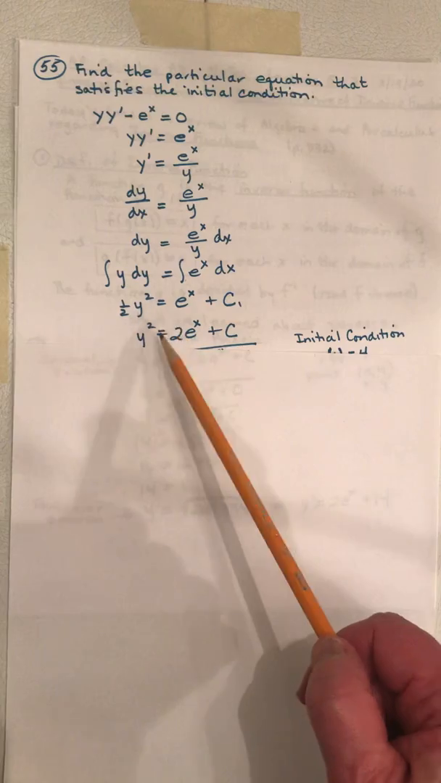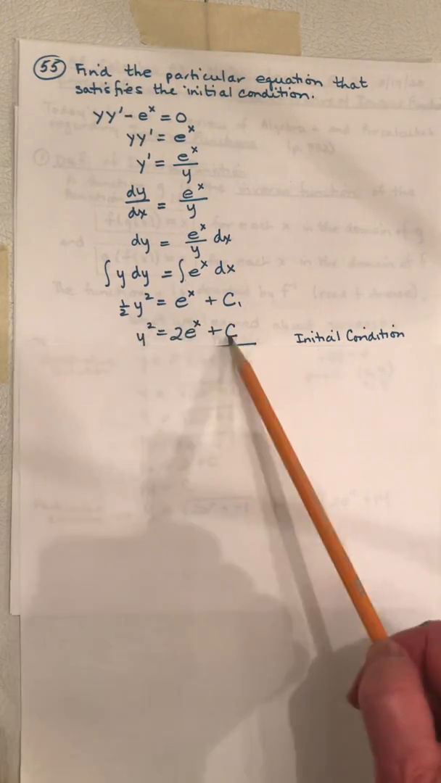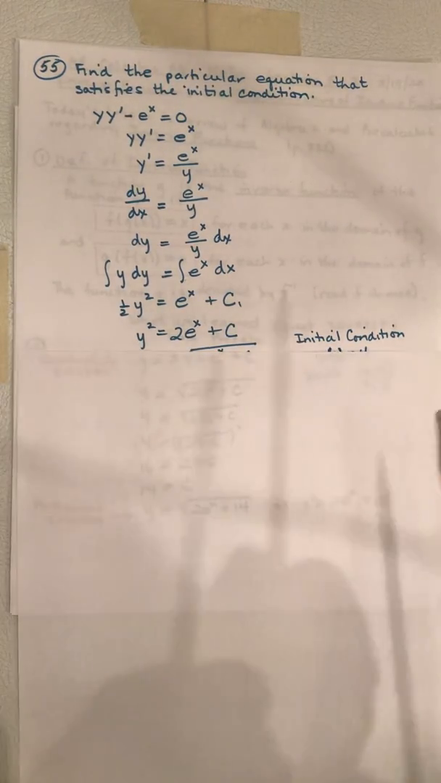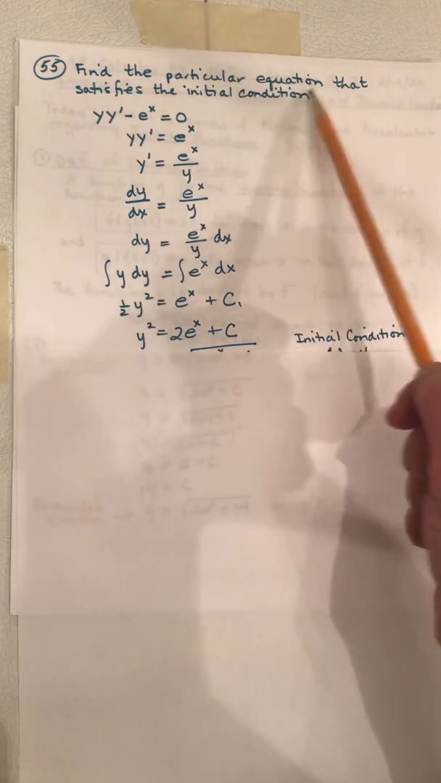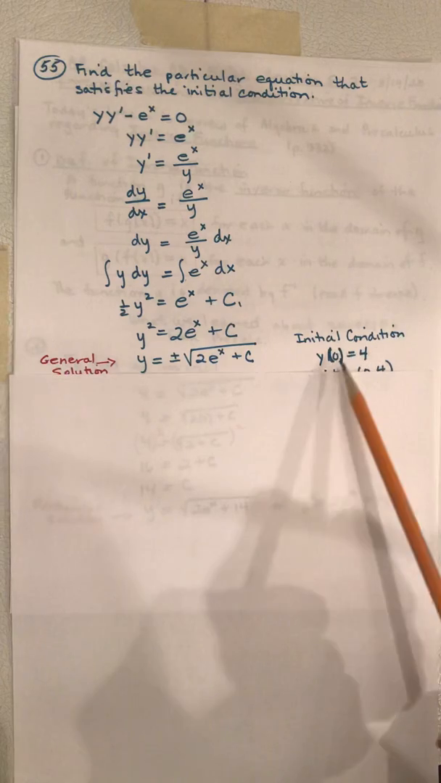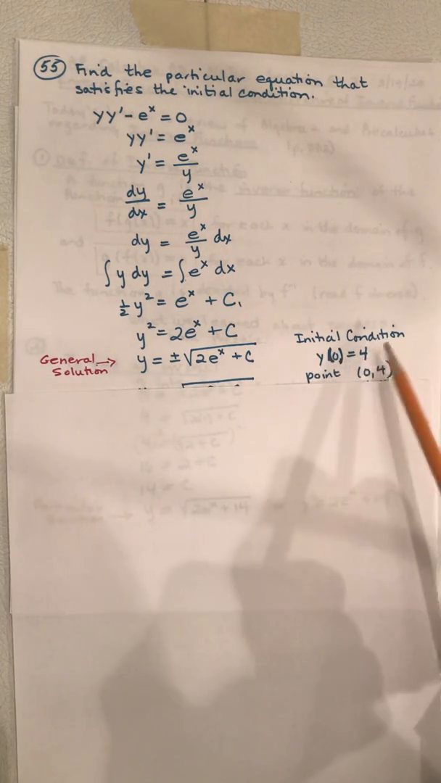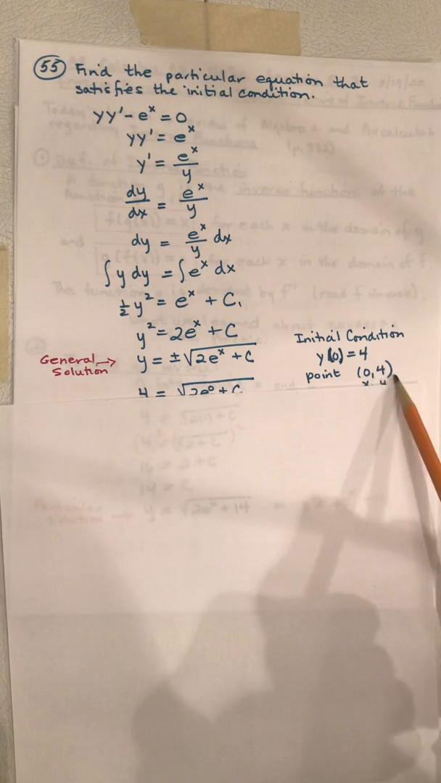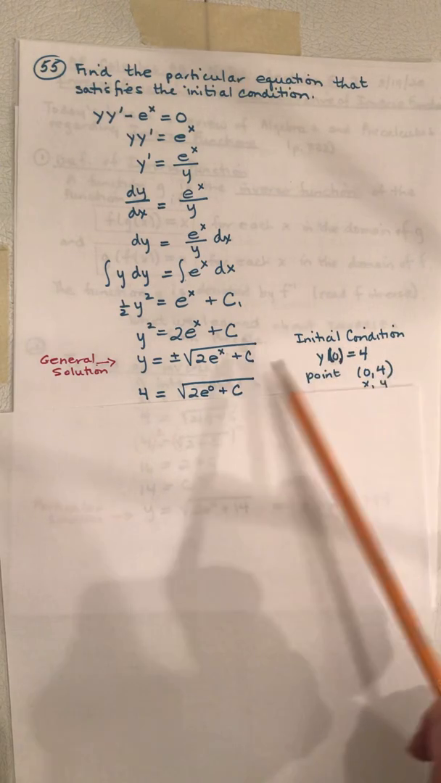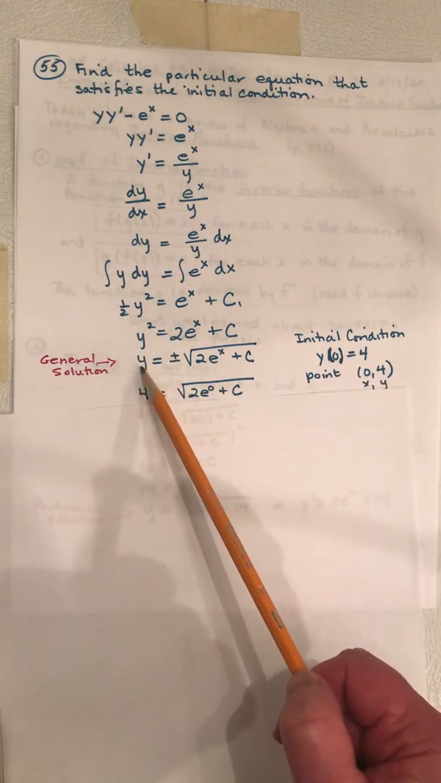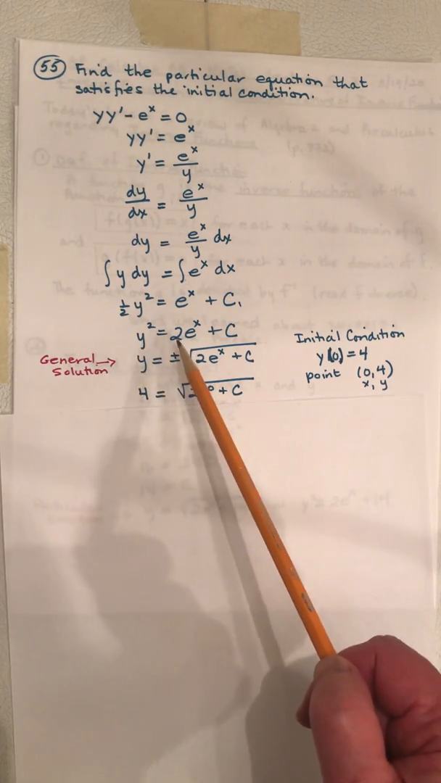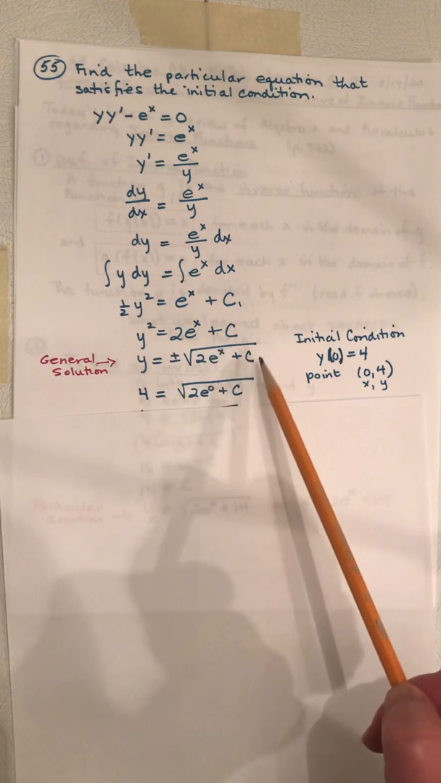Now, if you look in the back of the book, I believe that's what they left for the answer. We could call that our general solution, but now they want a particular solution. And our initial condition that was given in the original statement of the problem is that y of 0 is equal to 4, which tells us that the point (0, 4) is on the graph of our particular solution. So I isolated y by taking the square root in the general solution, and I get plus or minus the square root of 2e to the x plus c.